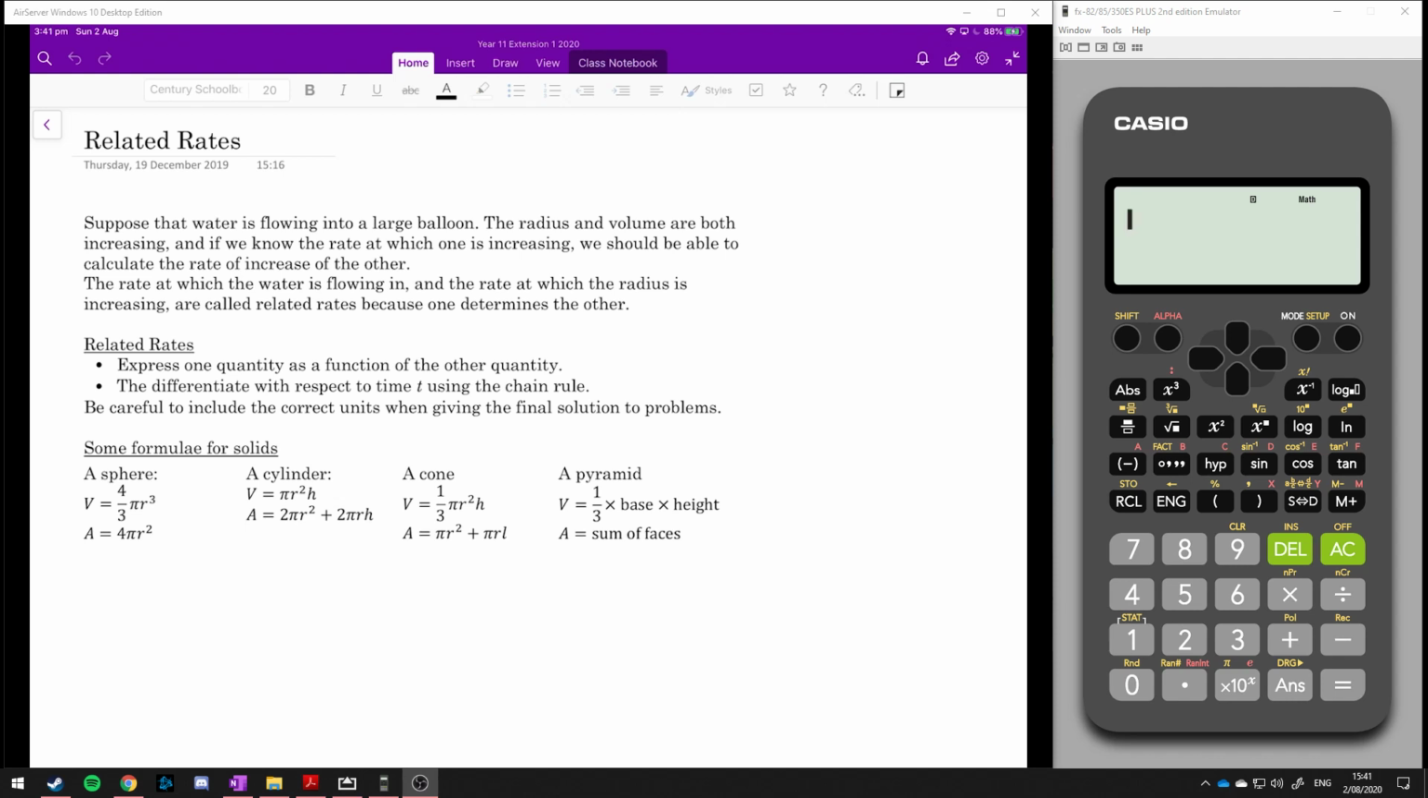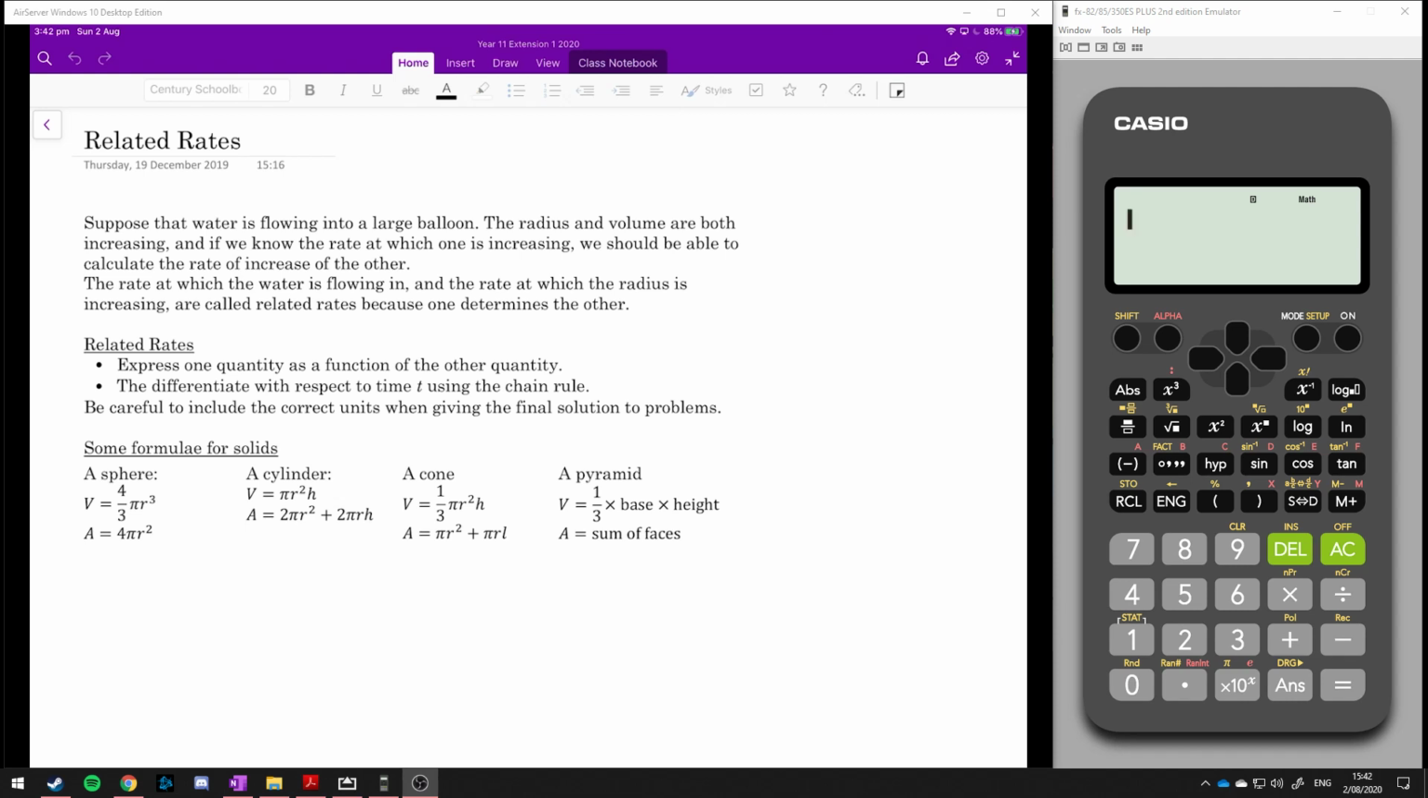So some of the formulas that are necessary for related rates are going to be popping up all the time, and it is required that you actually know what these are, okay? These won't be given to you, you need to know what they are. So you've got a sphere, a cylinder, a cone, and a pyramid. These are the big ones that you need to remember. A sphere is 4 over 3 pi r cubed for the volume, and the area is just the derivative, 4 pi r squared. A cylinder is pi r squared h for the volume, and the area for it is 2 pi r squared plus 2 pi r h.